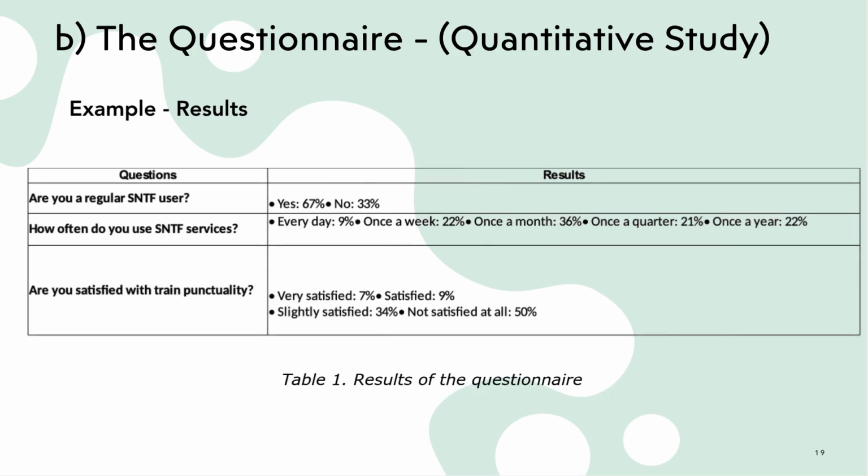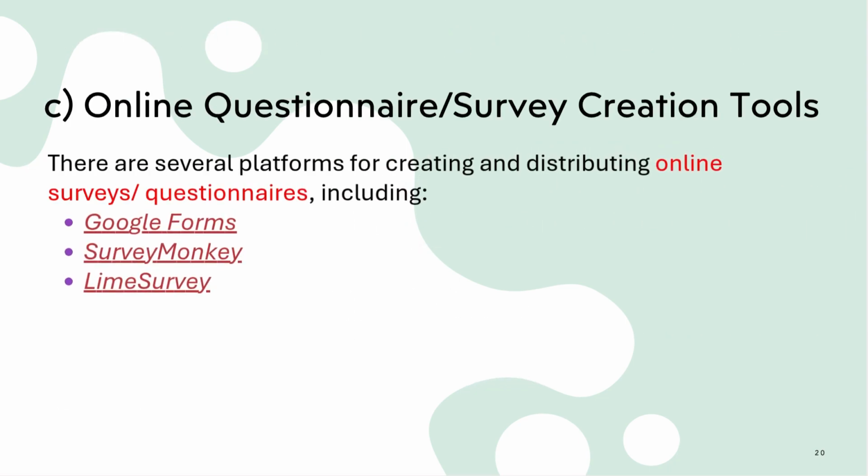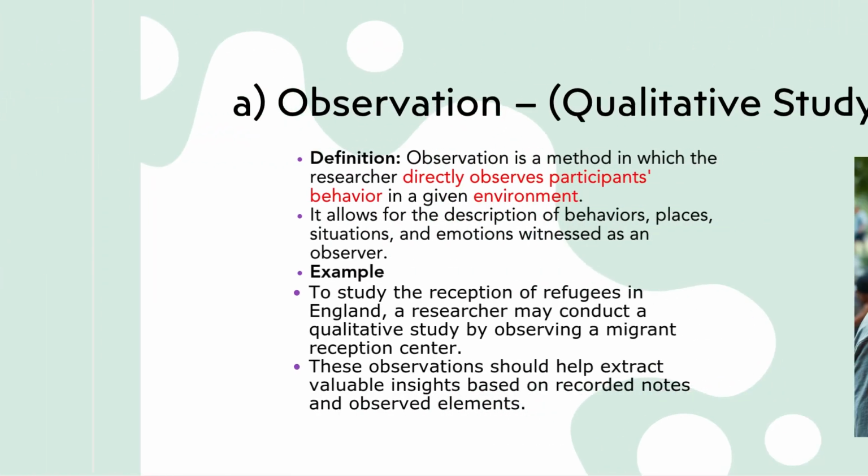And the results can be presented in table 1. Are you a regular SNCF user? Yes, 67%, no, 33%. How often do you use SNCF services? Every day, 9%, once a week, 22%, etc. You can create surveys and questionnaires easily by using online tools like Google Forms, SurveyMonkey, and Lime Survey.